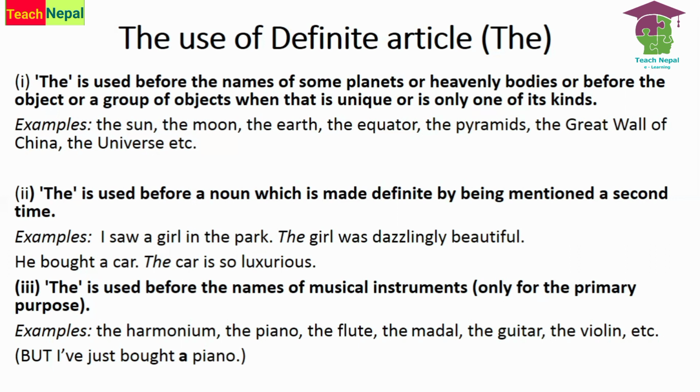So the is used before the names of musical instruments only for the primary purpose, right? The harmonium, the piano, the flute, the madal, the guitar, the violin. So in this way, but I have just bought a piano, right? So here, with piano, sometimes we can use the or also not.